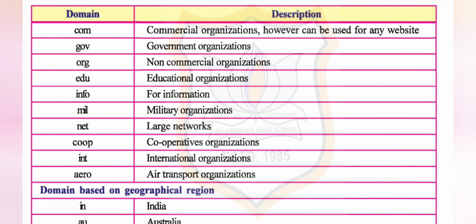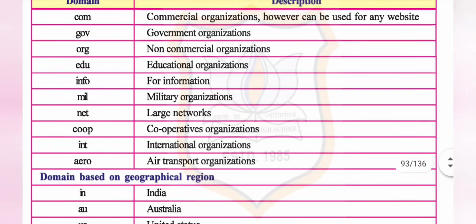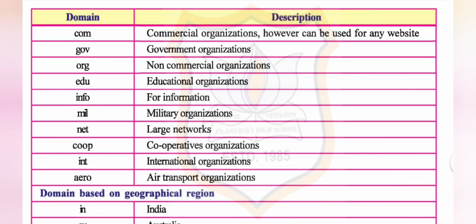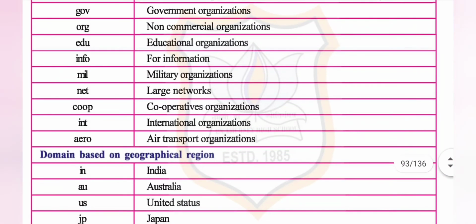.com, commercial organizations, however, can be used for any website. .gov, government organizations. .org, non-commercial organization. .edu, educational organizations. .info for information. .mil for military organizations. .net for large networks. .coop for cooperative organizations. .int for international organizations. .aero for air transport organizations.